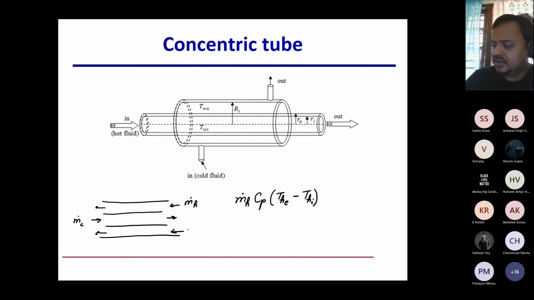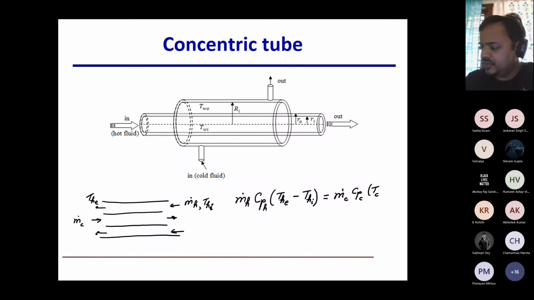If the hot fluid was entering at a temperature THI, sorry, it is coming out at a temperature THE, then this is the amount of heat that it has given up. That is also going to be the amount of heat that the cold fluid picks up. Okay, so this is m dot h Cph, m dot c Cpc. Cold fluid.